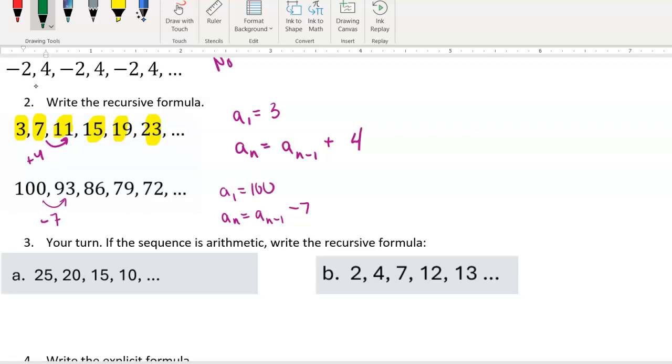All right, so this first one, yes, this is an arithmetic sequence. We're subtracting 5 each time, so the first term is 25.